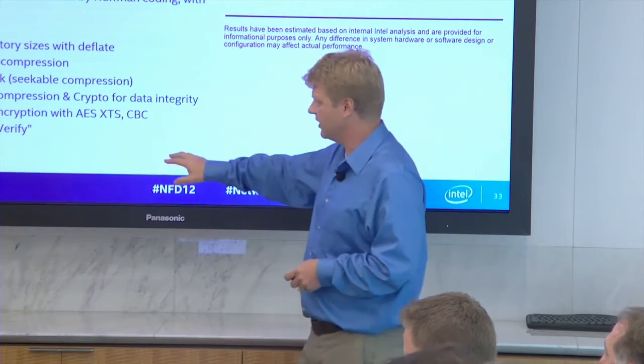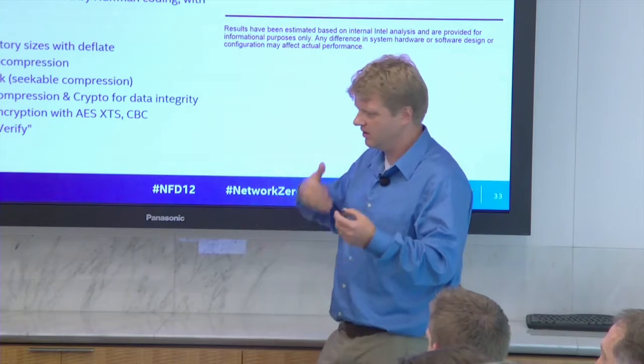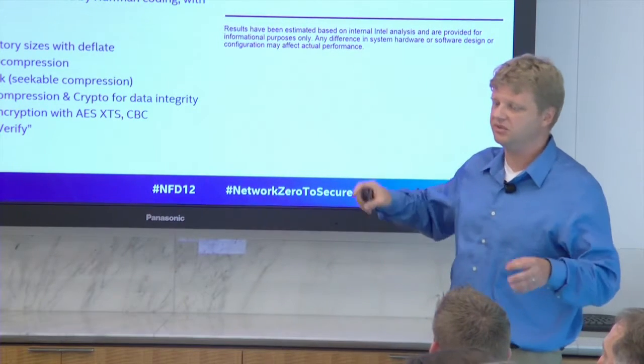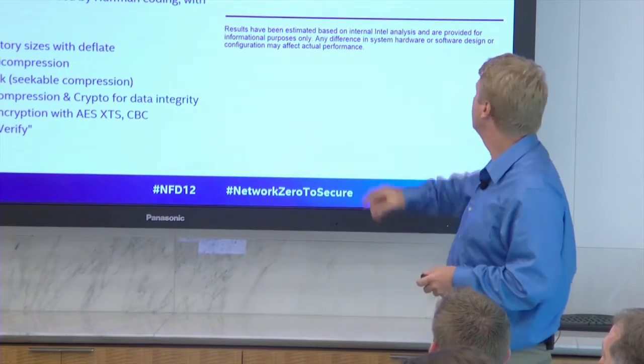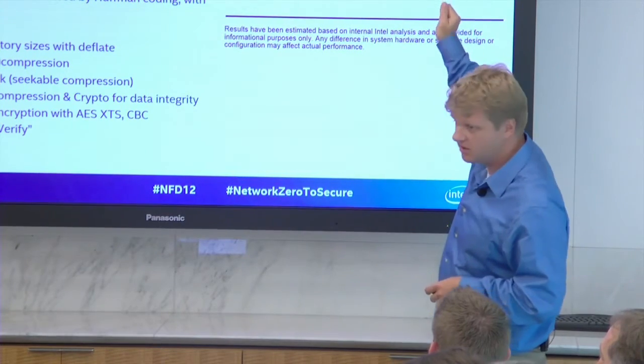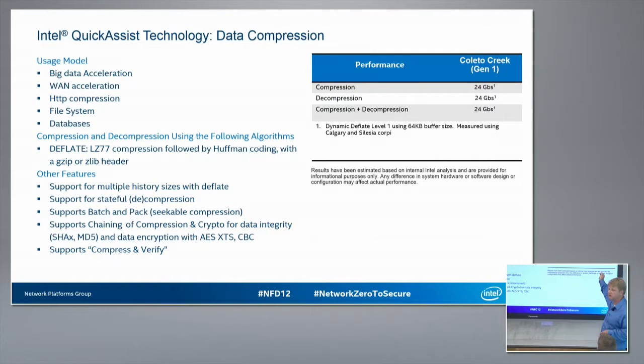And then we also have this other thing, compress and verify. Depending on the level of your system, it'll actually do verification of the output data blocks from the compression piece. In current generation, it's 24 gigabits per second. We spec that at level 1 using Calgary Corpus.